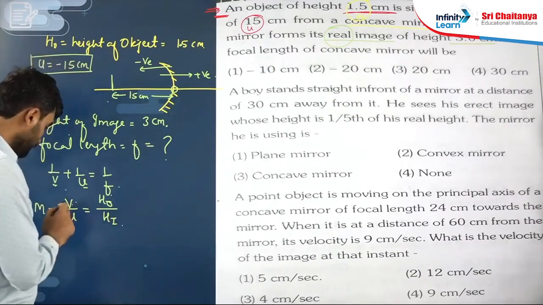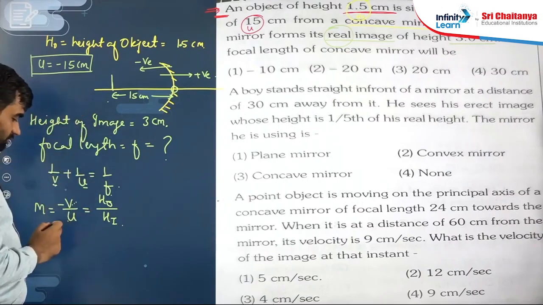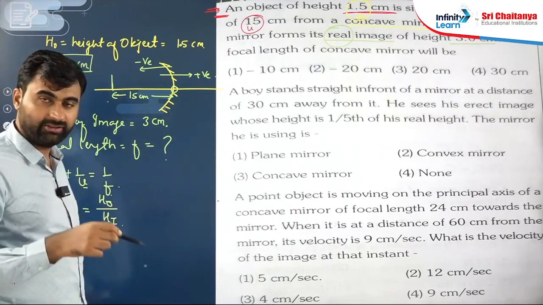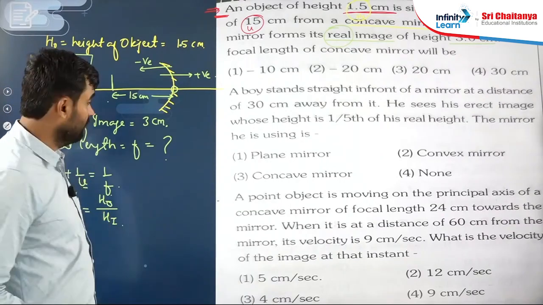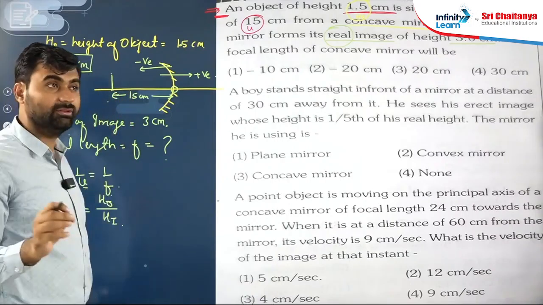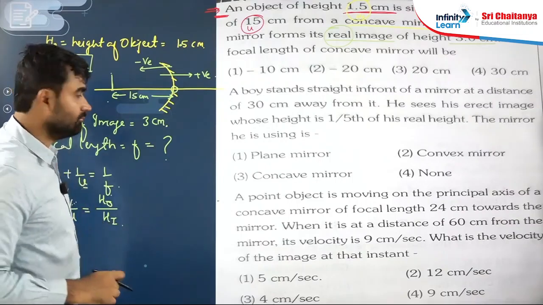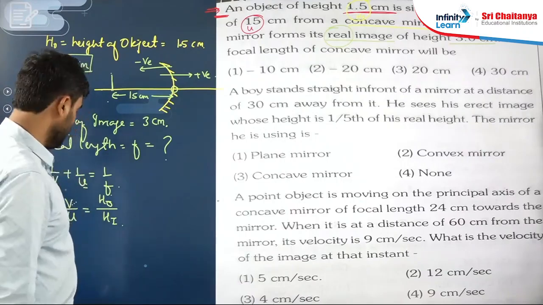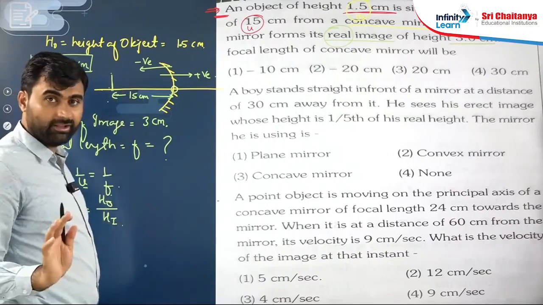Okay. So negative and negative become positive. The u value is negative, so finally the negative will remain. So magnification will be negative. If magnification is negative, it means an inverted image. Inverted image means if the object is above the principal axis, then the image will be below the principal axis. Right or not? So the image will be below the principal axis. Okay. So below the principal axis, you know, above is positive and below is negative.